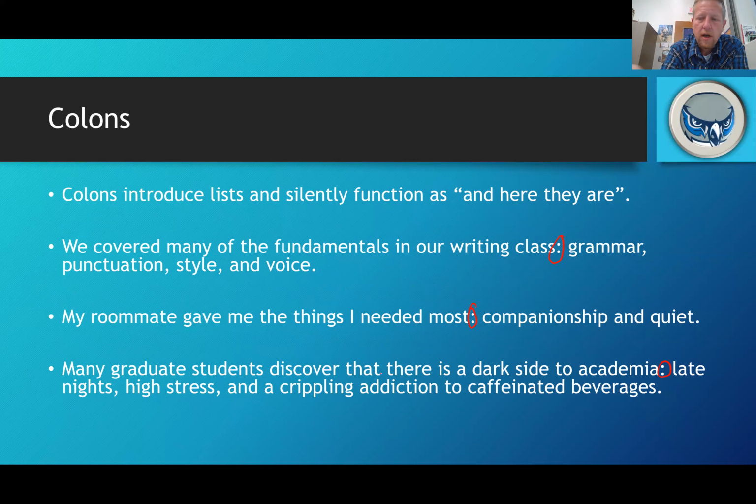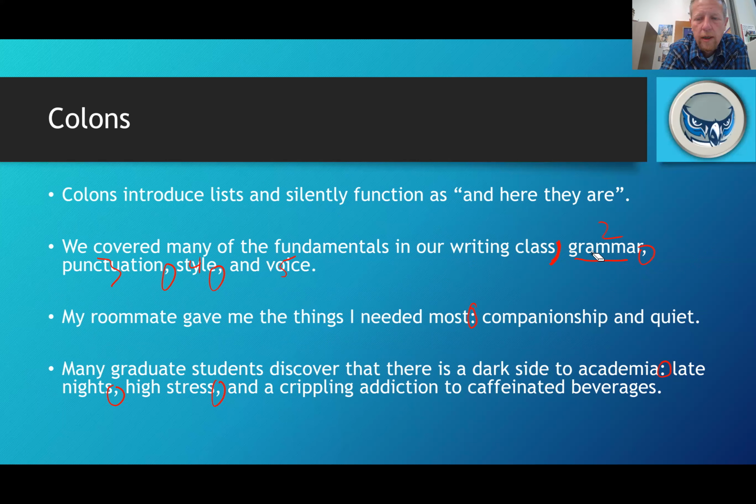Now, here's what I want you to notice. I've got commas involved here, here, and here. And down here, I've got commas involved here, here, and that's it. But here, I don't have commas. But I want you to notice what happens. Let's say that I change this colon to a comma, just a comma. We covered many of the fundamentals in our writing class, grammar, punctuation, style, and voice. What happens is when you change this to a comma, writing class and grammar have the same weight because the reader thinks you're creating a list. We covered many of the fundamentals in our three, four things. One, our writing class; two, our grammar; three, our punctuation; four, our style; and five, our voice. But that's not what you're trying to say.